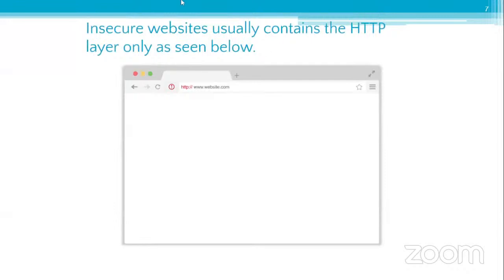Now let us look at insecure websites. I know that the example there might not be visible to some of you, especially if you're using a phone, but there is a red mark where you can see the hypertext transfer protocol. It doesn't have the secure application layer that secures your data. The website is good, but it doesn't secure your data in a way that privacy is considered. So an insecure website usually contains the HTTP layer only, as shown below. This is the most visible example of insecure websites.